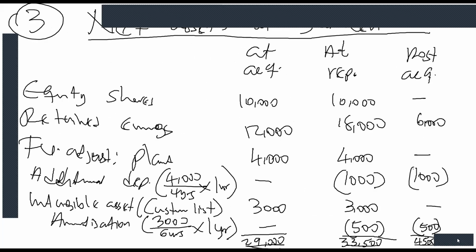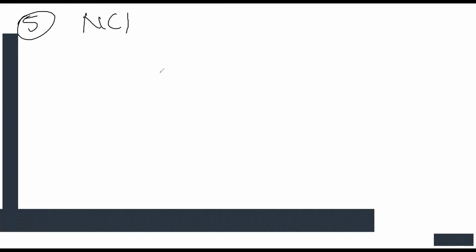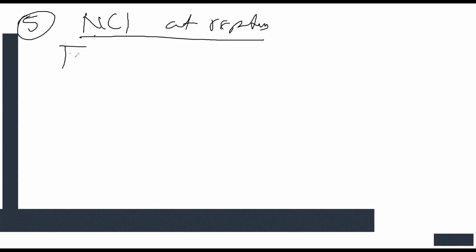Next, do the NCI. Workings number 5 should be NCI. NCI at reporting. Pick fair value of NCI at acquisition. Fair value of NCI at acquisition.